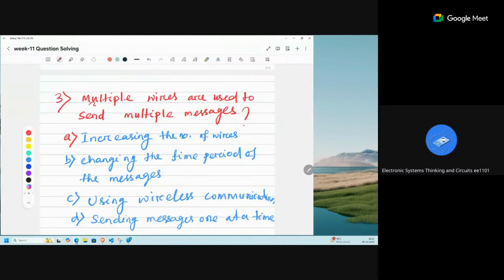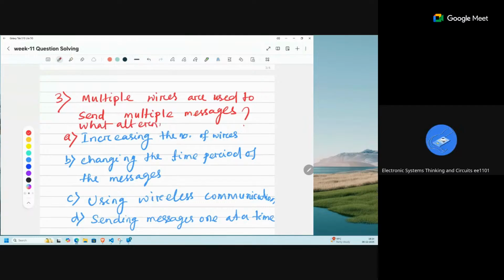Okay. What alternative method to reduce this? Yeah, we'll use the wireless. Any other answer? Is it possible? Yes, ma'am, wireless. I think it's correct. Okay, good.